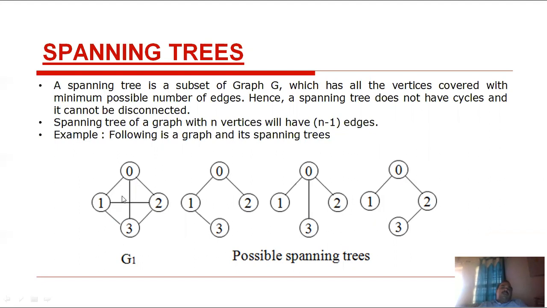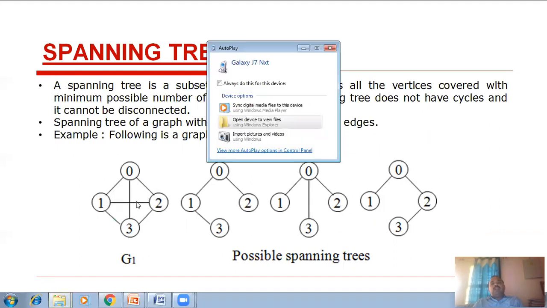For example, the following is a graph and its spanning trees. So this is the graph. G1 is the graph. All of you listen. I want to find the spanning trees from the given graph. How many nodes are there? 4 nodes are there: 0, 1, 2, 3. So I want to find the spanning trees.